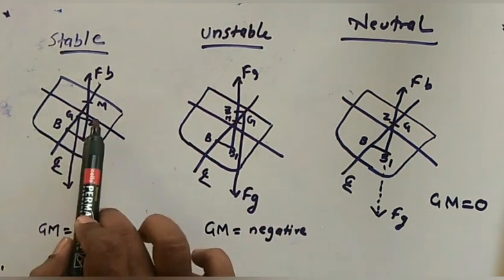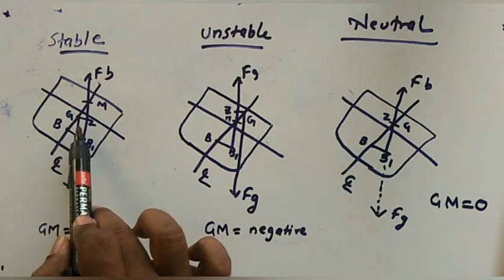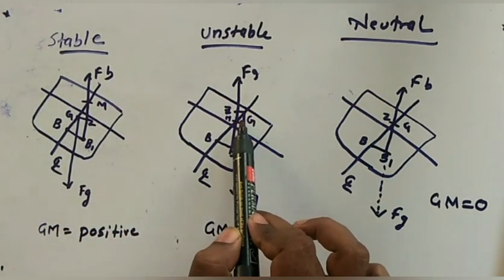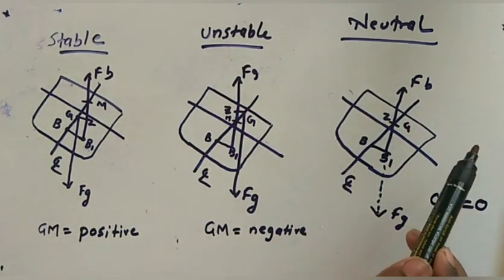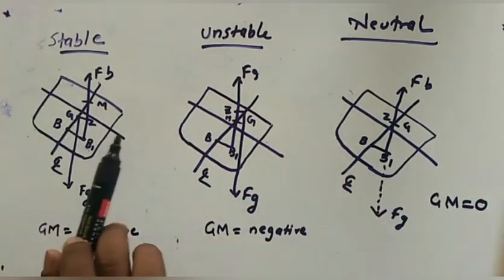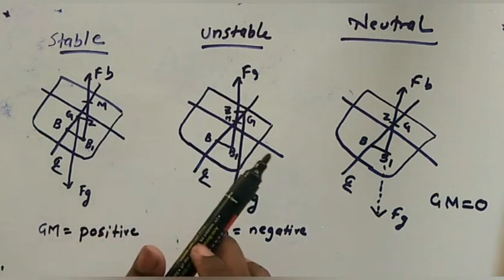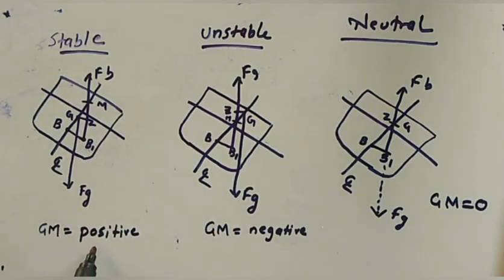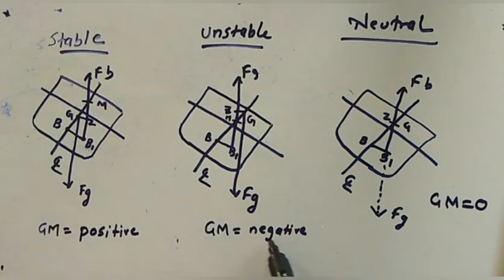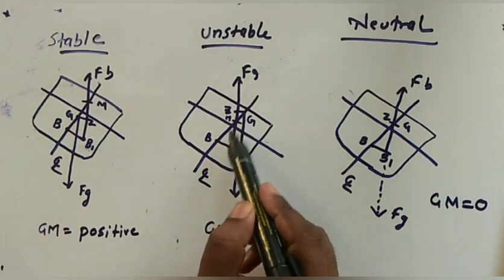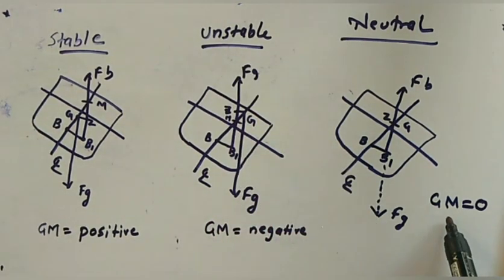So if you see the figure properly, G is below M in stable. In unstable, G is above M, while in neutral, G and M coincide. So the other definition of stable, unstable and neutral, I can say: if my GM is positive, since M is above G, my ship is stable. If my GM is negative, I can say it is unstable. GM negative means M is below G, while if my GM is 0, I can say my ship is a neutral ship.